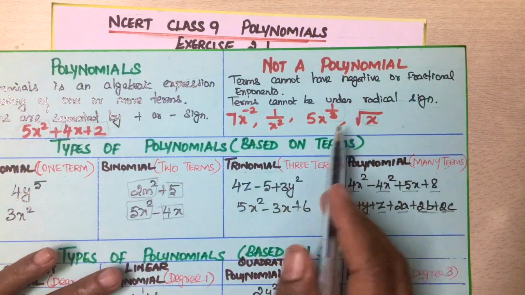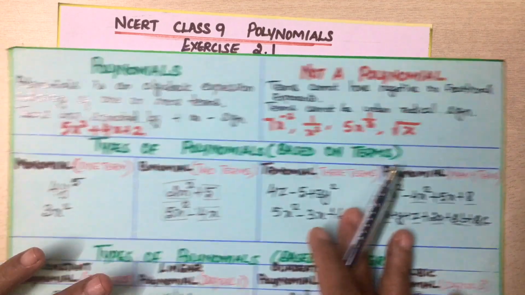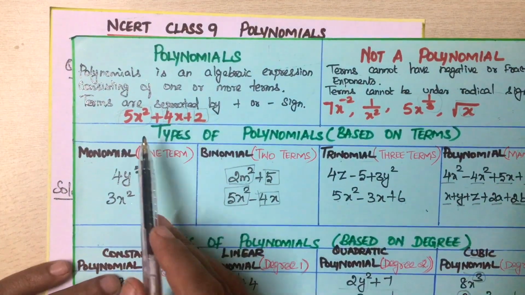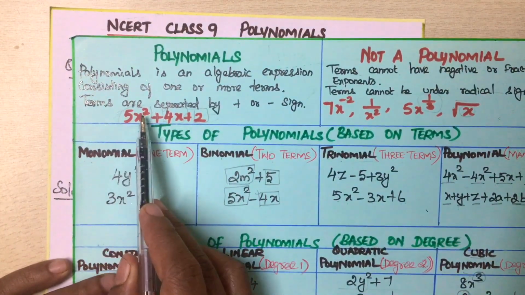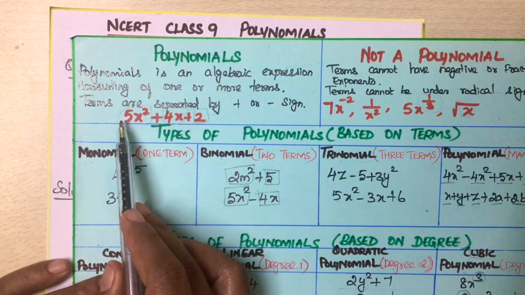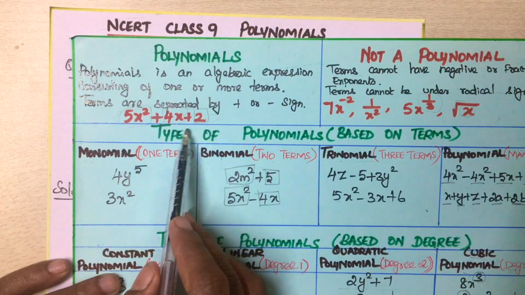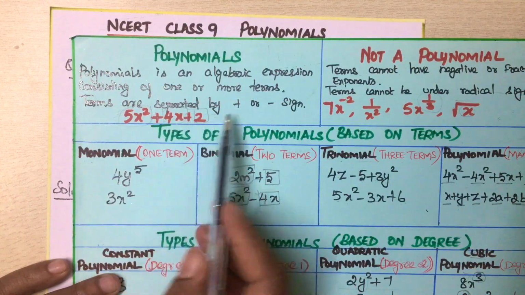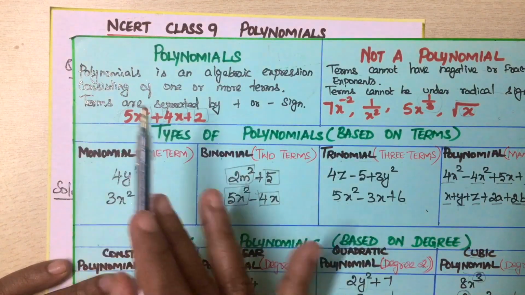Now, here first of all we have to see what is a polynomial. This is the example for a polynomial. 5x square is one term, 4x is the second term, 2 is the third term. We are combining all the three terms with plus or minus symbol. This is the polynomial.